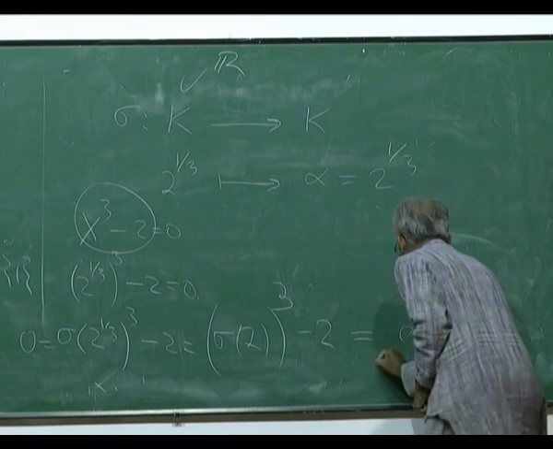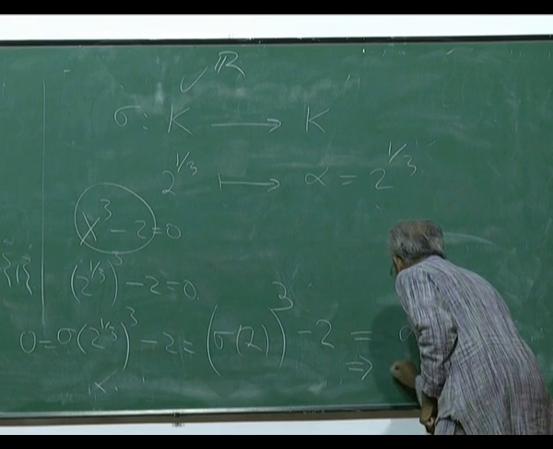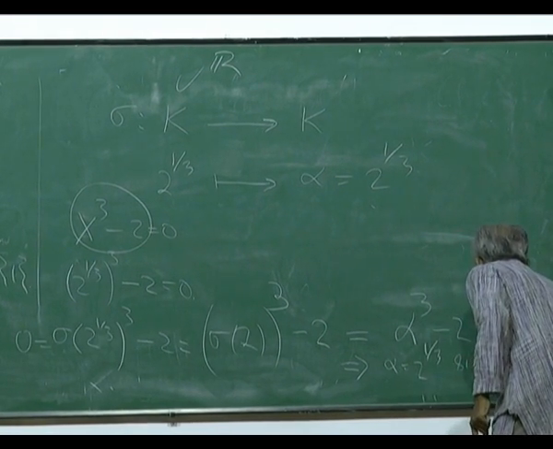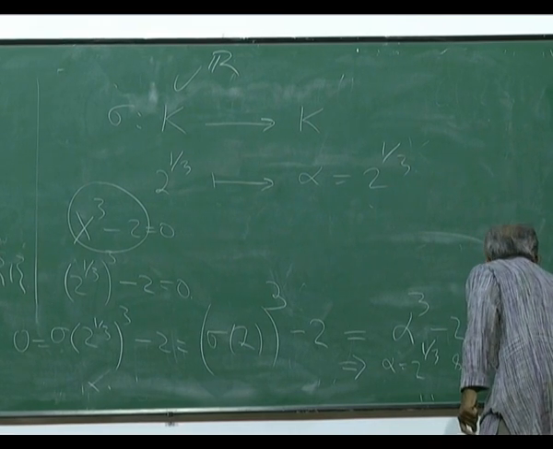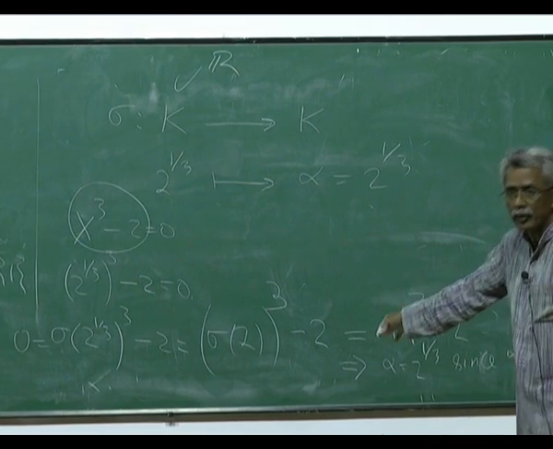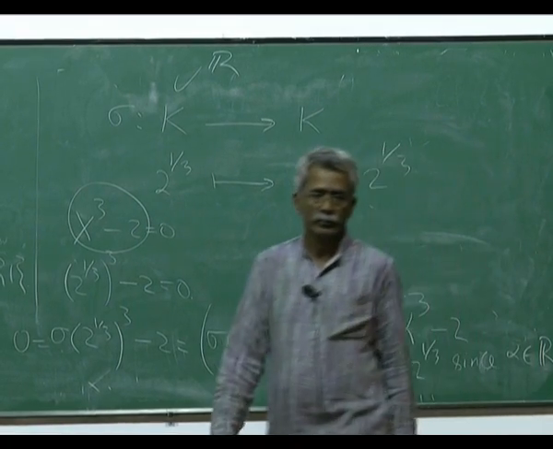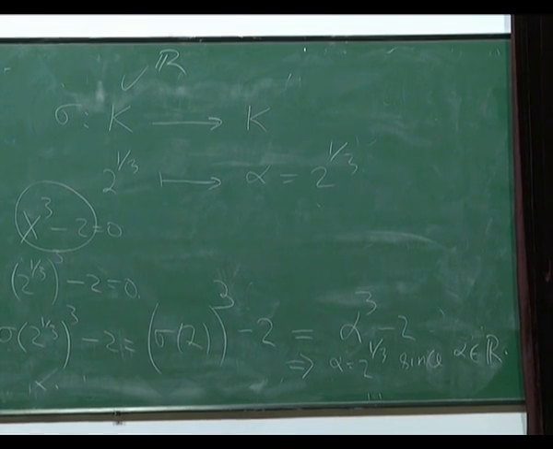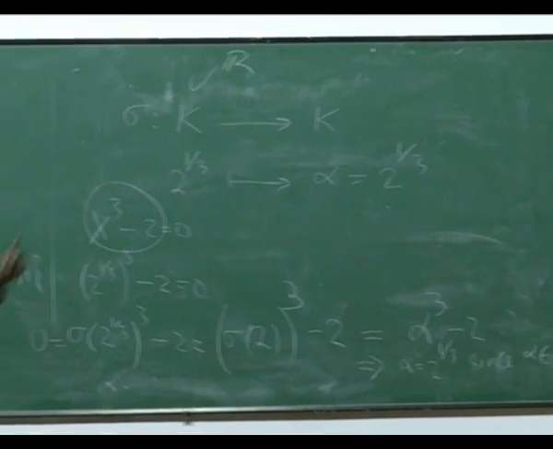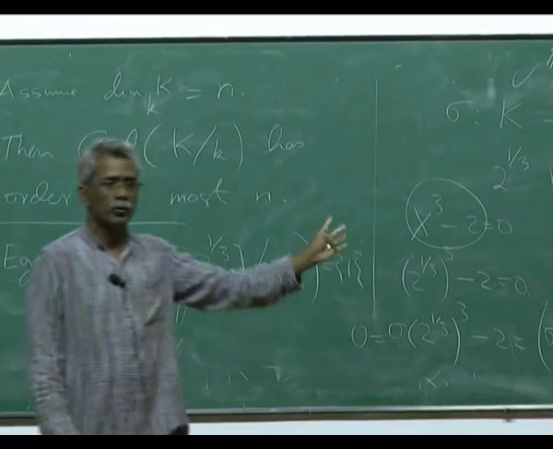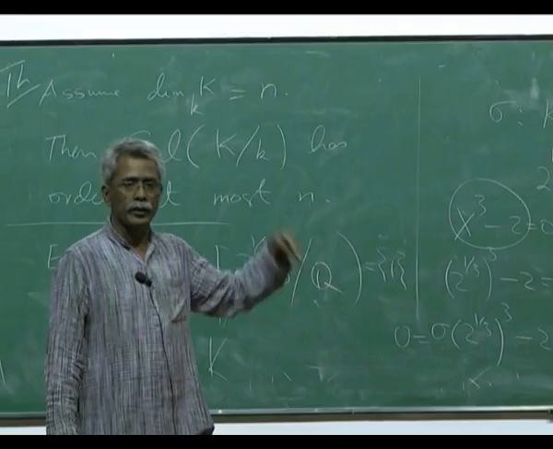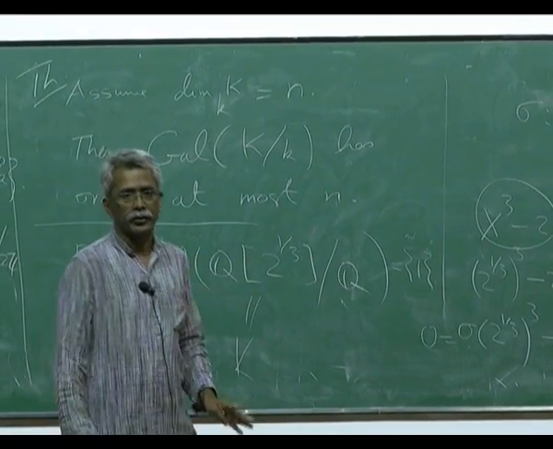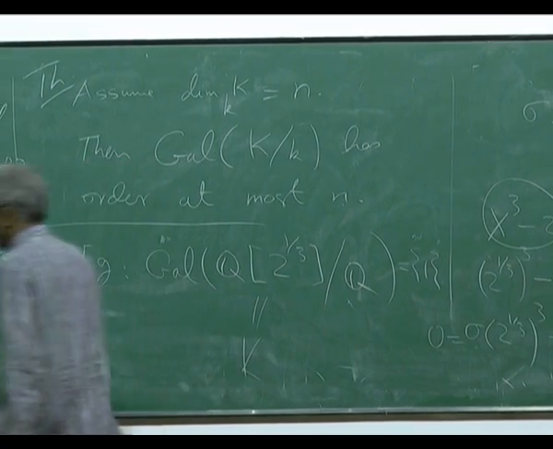How do I conclude that? This implies alpha has to be 2 power 1 by 3, since alpha is actually a real number and satisfies this equation. So, that means that 2 power 1 by 3 also goes to 2 power 1 by 3, therefore it is the identity automorphism. Once you know 2 power 1 by 3 goes to 2 power 1 by 3, 2 power 2 by 3 will have to go to 2 power 2 by 3. So, it sends a basis to a basis, done, finished.